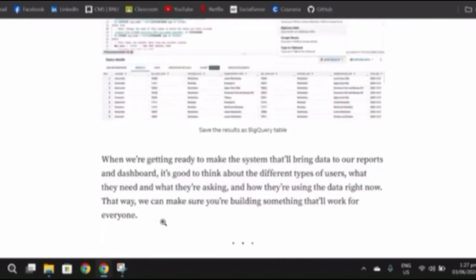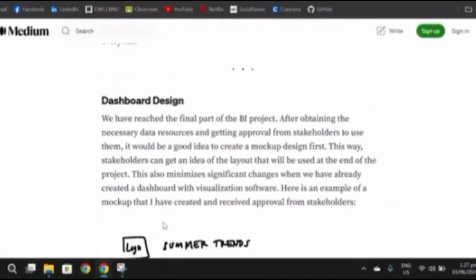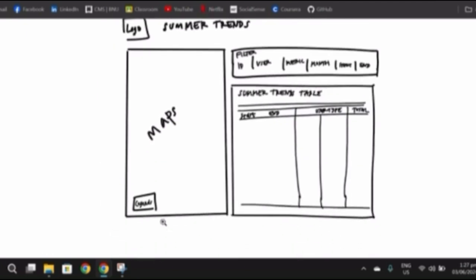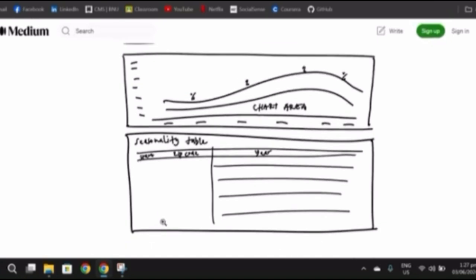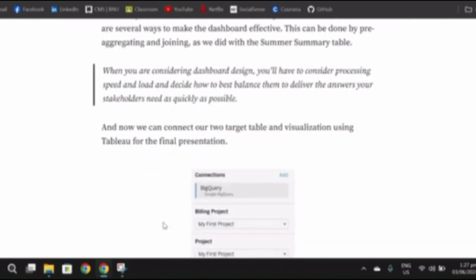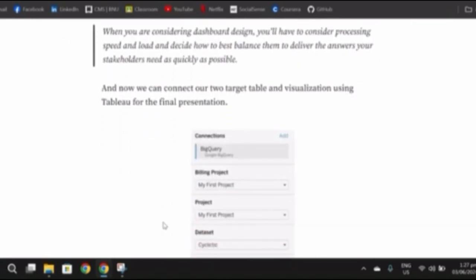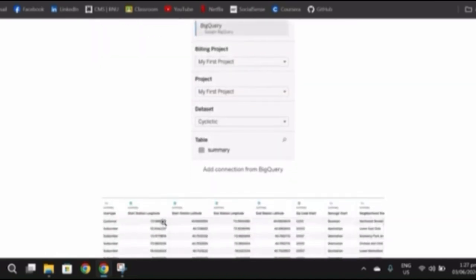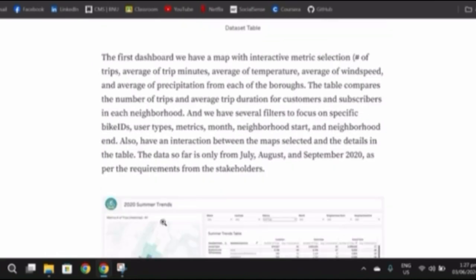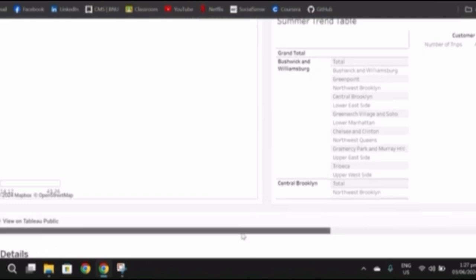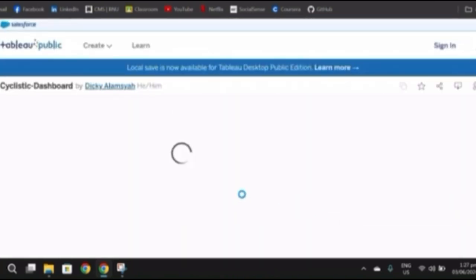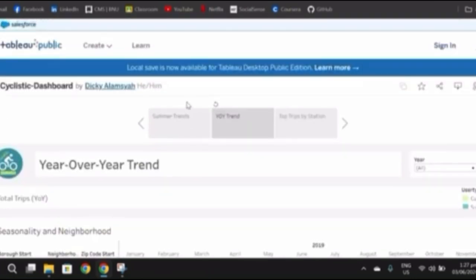I found it on Medium. It's for the same cycle scenario, where first we designed some mockups just to get approval from the stakeholders. Once the approval was given, these are the mockups, and then we loaded the data as discussed earlier into the tables for visualization and worked on creating dashboards. I'll show how the dashboards work. So for example, here we have a dashboard which is designed according to the mockup shared earlier.